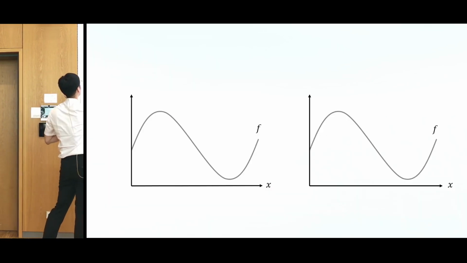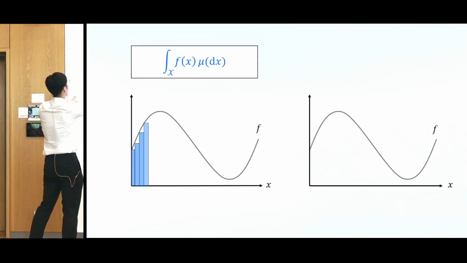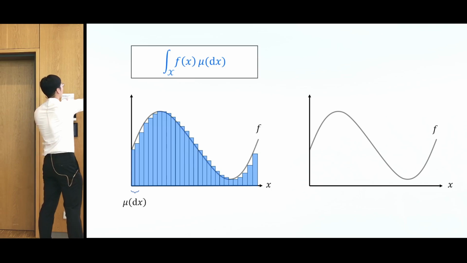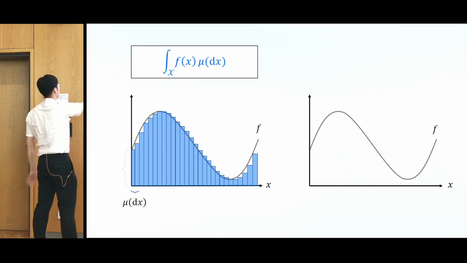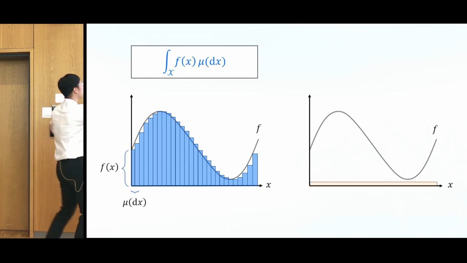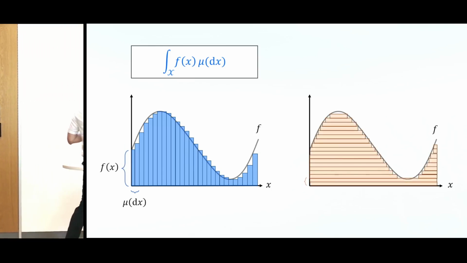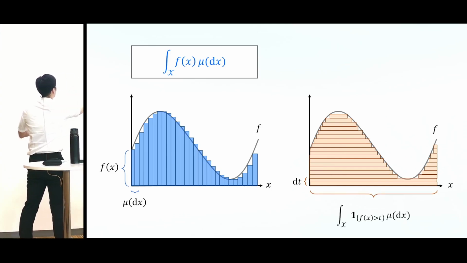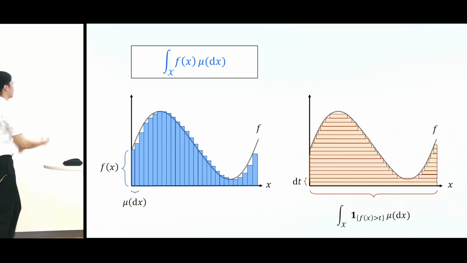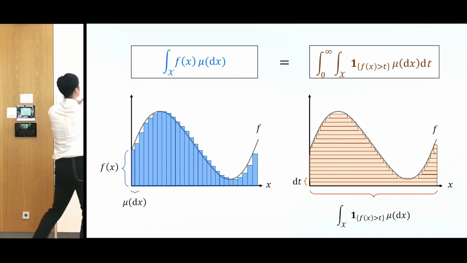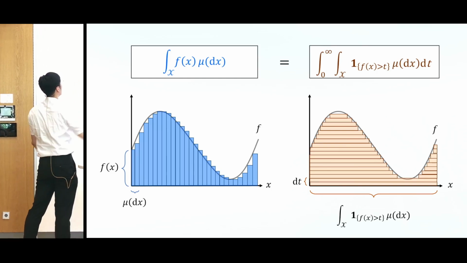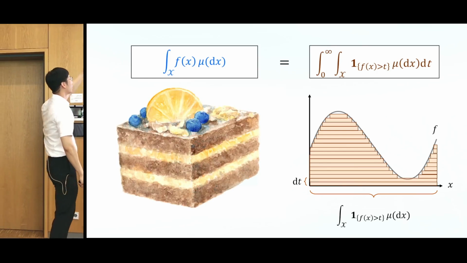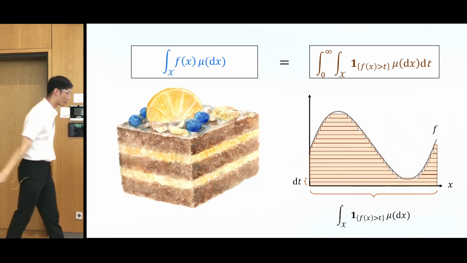So this is a function. We integrate, for example, with respect to the Lebesgue measure. It's like this: the width is mu, and the height is f of x. But we can also integrate horizontally. The height is dt, and the width is the measure of the event where t is below f of x. Because the areas are the same, they are equal. So that's why they call this layer cake representation for this function. So we just use the same name.